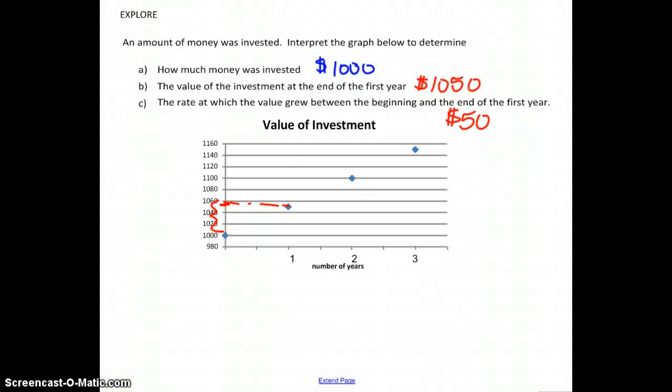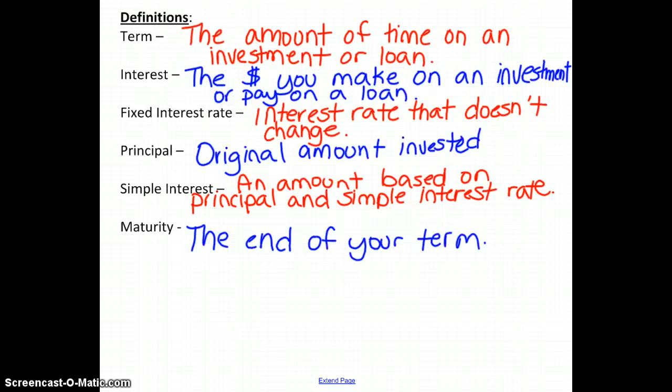So explore, how much money was invested based on this table? Here we can see that the y-intercept is 1,000, so that's the original amount that was invested. After the first year, it's up to about $1,050, which means it increased by about $50 during that first year because of interest. Then you can have a look at these definitions. Pause the video here if you need to.